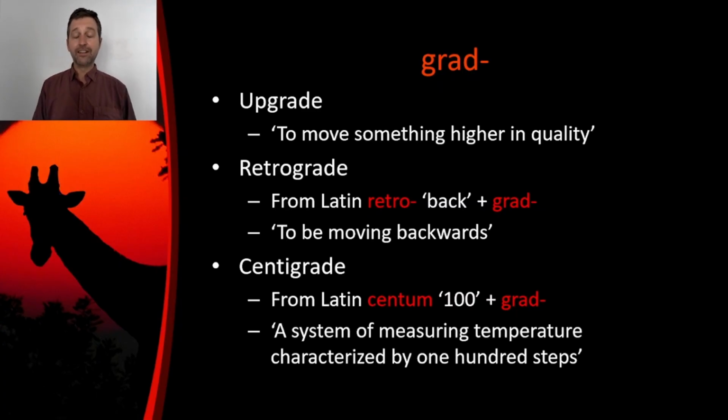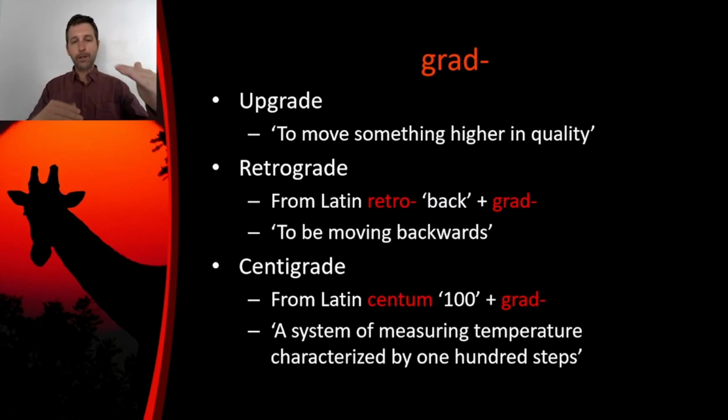What does it mean to be centigrade? Well, in the context of telling temperature, it's a system of measuring the temperature that is characterized by 100 steps, which is why it's centigrade, 100 steps between two particular points. If you know about the Celsius or centigrade system, the 100 steps are between the freezing point and the boiling point, right?